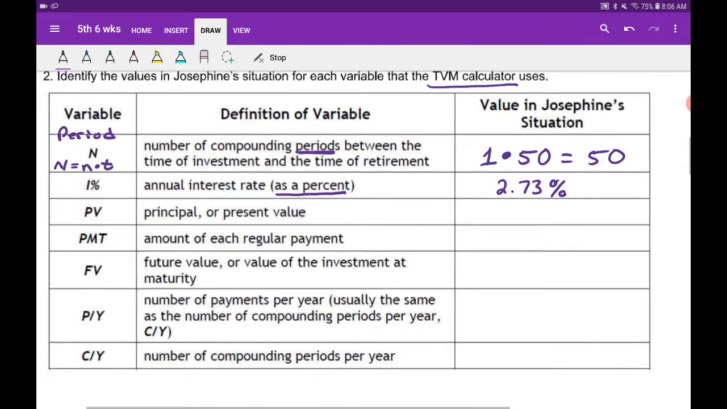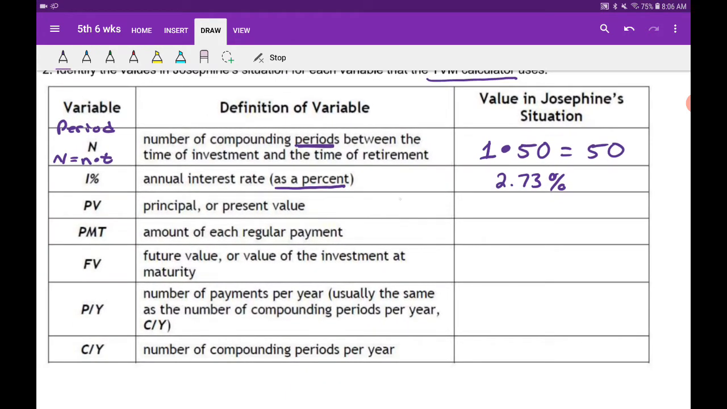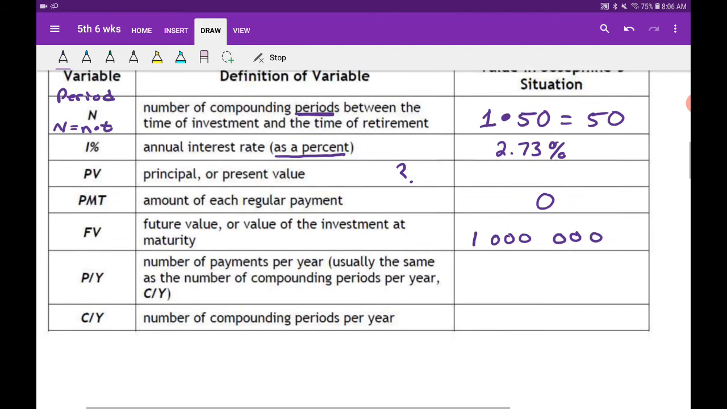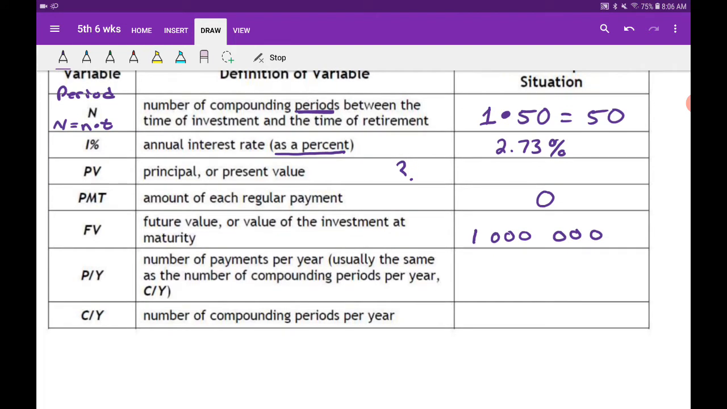Okay. Principal value, that's what we do not know. So that's the question mark. Payments, we're going to ignore this. Put 0. Okay, but we'll go back to payments in a future lesson. Okay, future value, we want $1 million. All right. And then our payments per year and our compounds per year, that's basically both little n. All right, so we'll put that number for both. So that's going to be a 1.